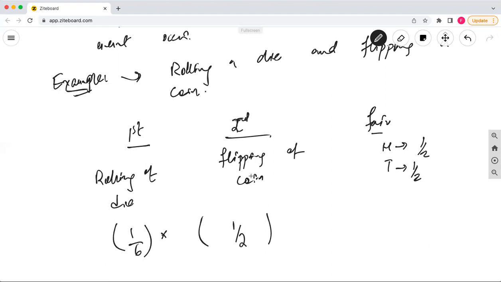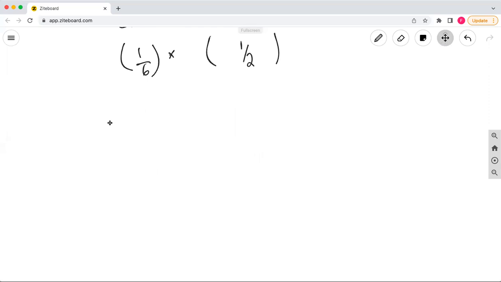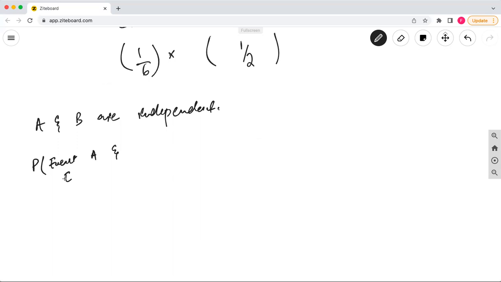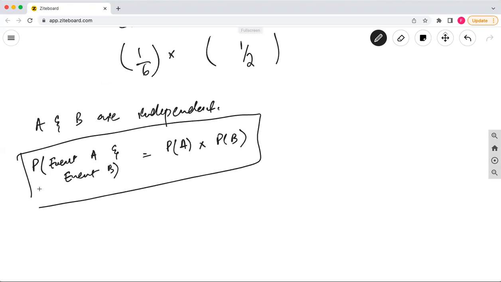This is a very important concept. And one more thing: if both events are independent, if I say that events A and B are independent, that means the probability of event A and event B will be just the multiplication of the probability of A into the probability of B. This was for independent events.